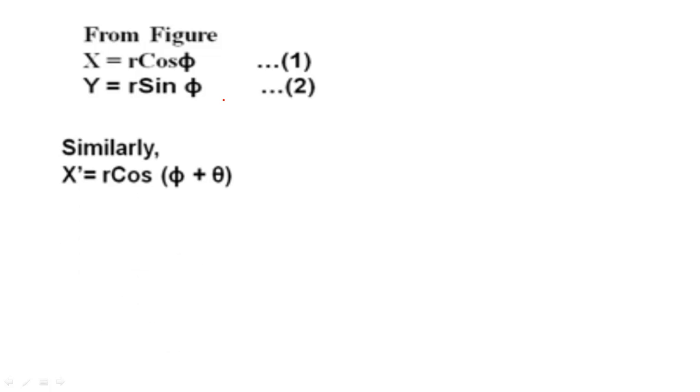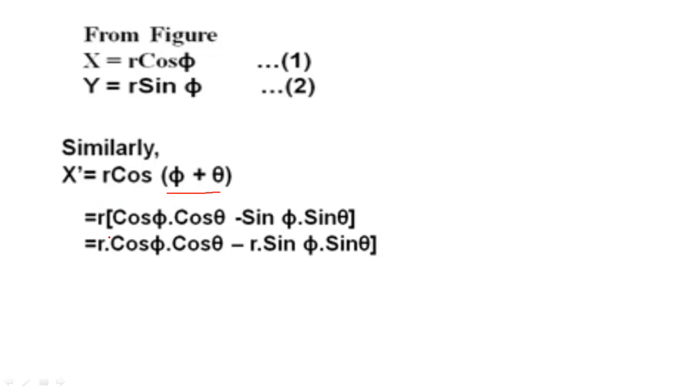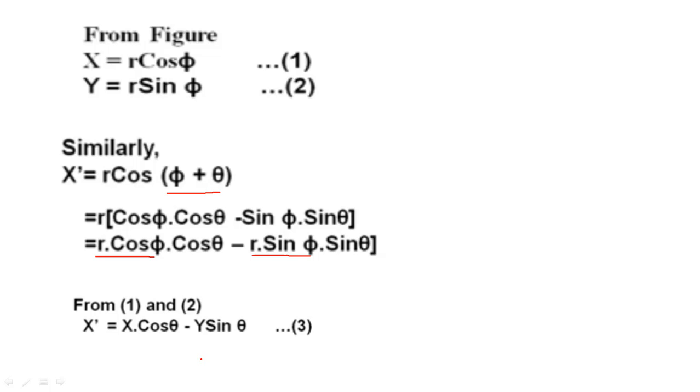Then similarly x dash is equal to r cos of phi plus theta. If you apply cos of a plus b here, you can write x dash is equal to r cos phi into cos theta minus sin phi into sin theta. When you solve this bracket, you will get r cos phi cos theta minus r sin phi sin theta. So from 1 and 2, x dash is equal to x cos theta minus y sin theta. We have put the value of r cos phi, that is x, and similarly r sin phi, that is y, and rewrite the equation.